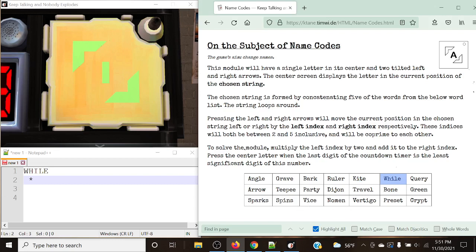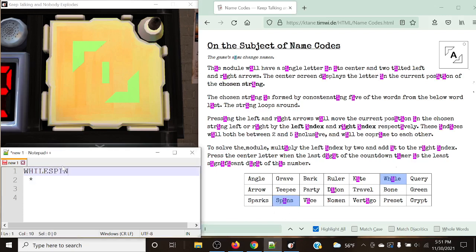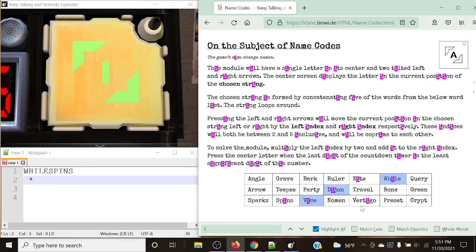So let's take a look here. Note that spins does have an I in it. However, if we put spins right here and went 1, 2, 3, 4, 5, 6 spaces to the next I, that means it's not in the 2 and 5 inclusive range. So spins is not an option here. Now, vice could be an option, same with Dijon. Vertigo is not going to be an option because obviously it's 4 more spaces away, and then there's another 3 from while. So, in this case, it is not going to be vertigo.